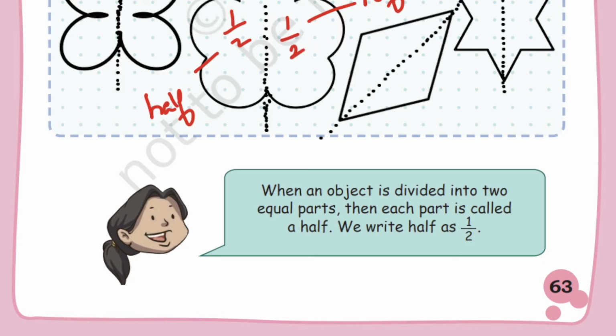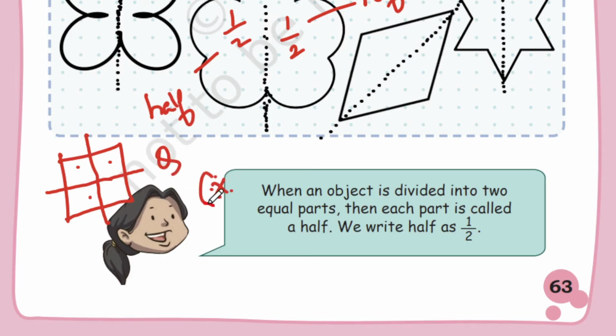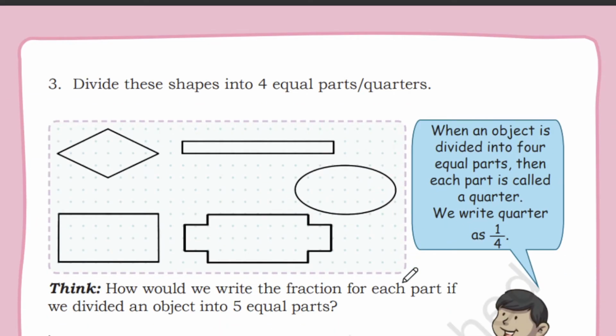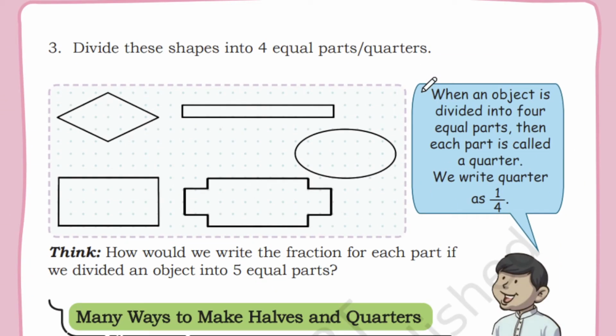And if a part is divided into 4, for example, I am dividing this part. If it is divided into 2, each is called a half. If I divide into 4 equal parts, then each part is called a quarter. So this will come in a 1 mark question, students. Very, very important. Okay. Next. Divide these shapes into 4 equal parts. Quarter. Yes, just now we spoke, right? So this is quarter.